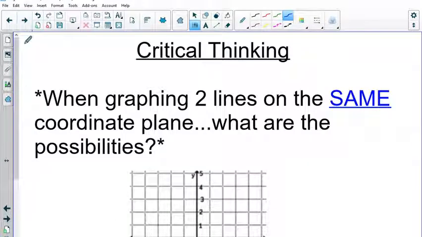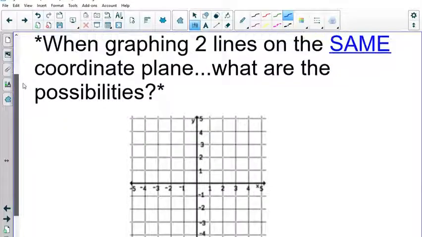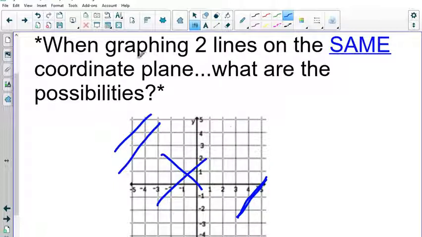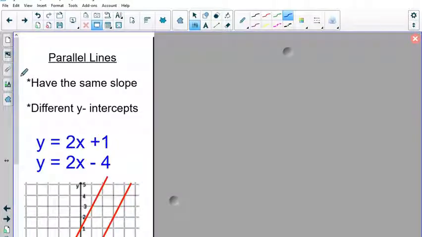So if you think about it, if I were to just randomly start drawing 2 lines up here on the same graph, what would happen? We just saw that I could draw 2 lines and they could never cross. Or I could draw 2 lines and they could intersect. Is there anything else that could happen? What if I drew a line and then drew the exact same line on top of it? Okay, so those are your 3 possibilities.